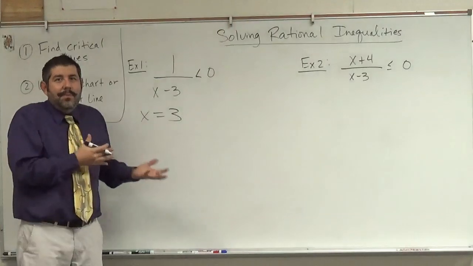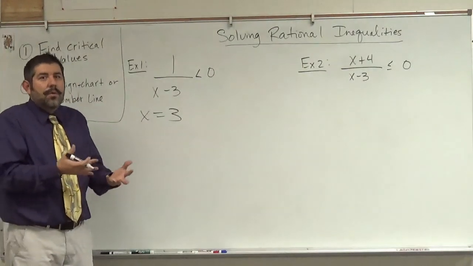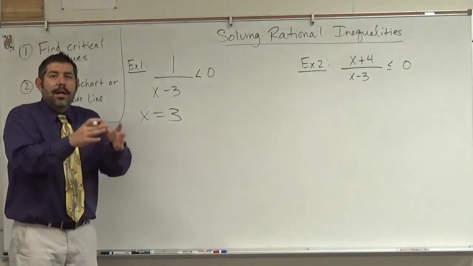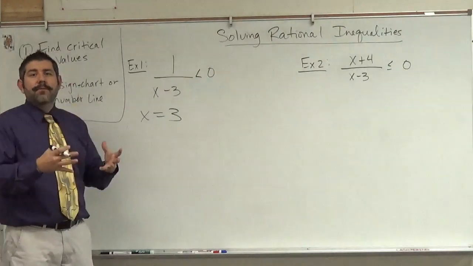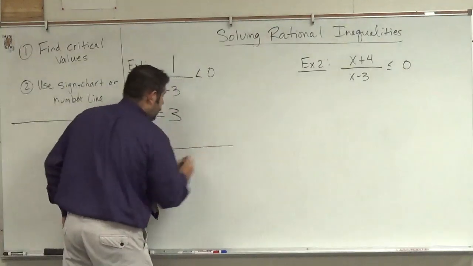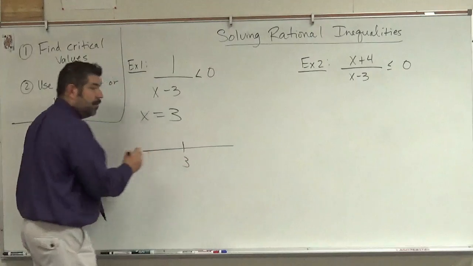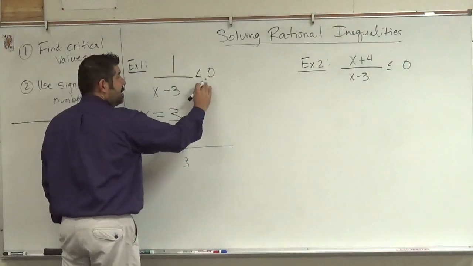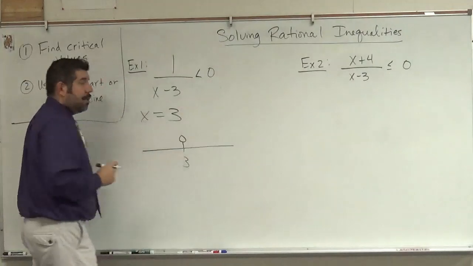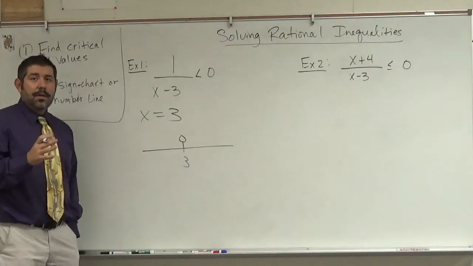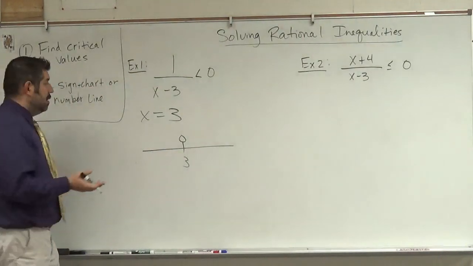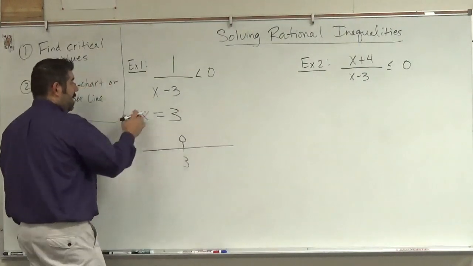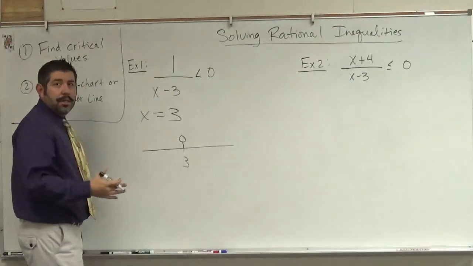Now we know that x can't be 3, because that will give you 0 in the denominator. But that's not the point. The point is that that is our critical value. So when we do our number line here, our critical value is 3. Even if this was a less than or equal to, we cannot include 3 in our answer, because we can't have the denominator be 0, so 3 is not included.